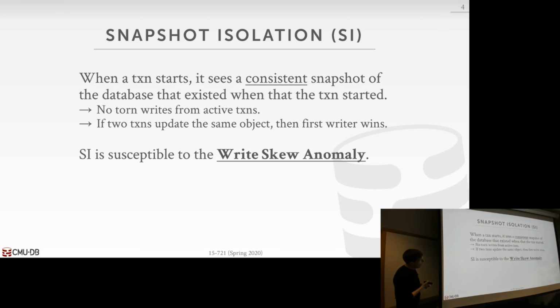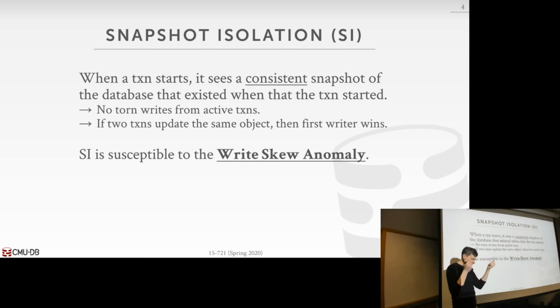That's a good question. All right, so snapshot isolation is not serializable, right? And I'll show you why, because it's susceptible to what's called the write skew anomaly. But it has different anomalies than repeatable reads and read committed.